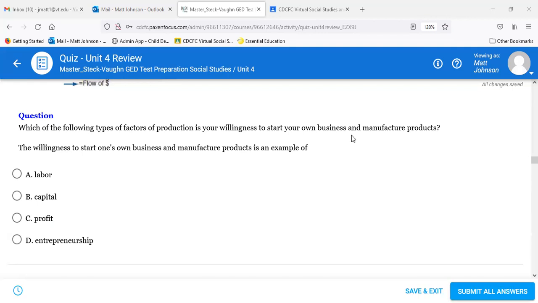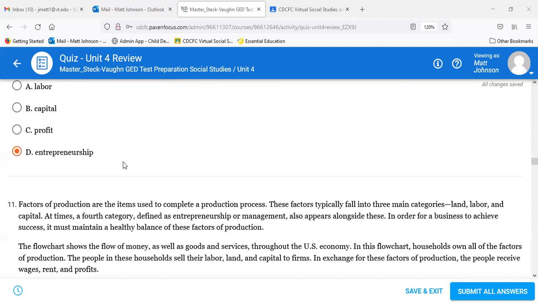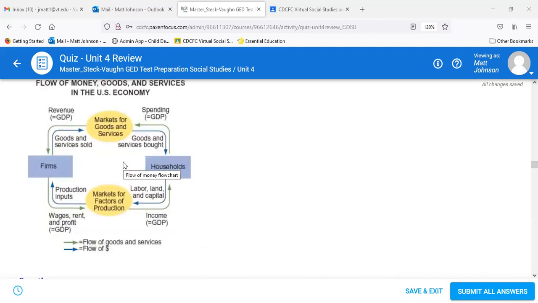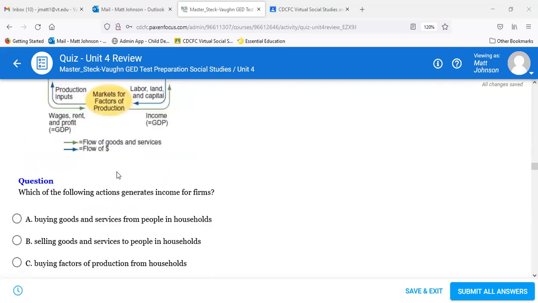D. Yep, that's right. Entrepreneurship is the idea of starting your own business, the willingness to start your own business and manufacture products. That's being an entrepreneur. Okay, D as in dog for 10. And 11 are same stuff again.